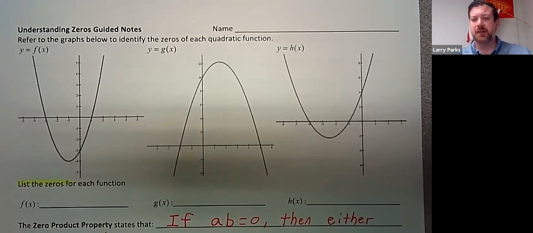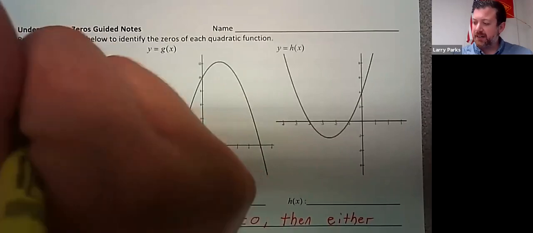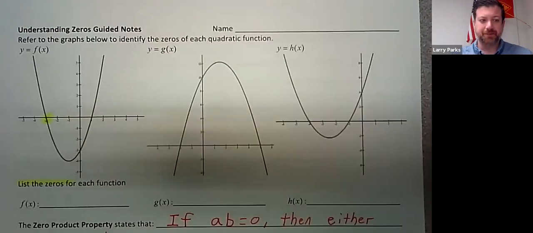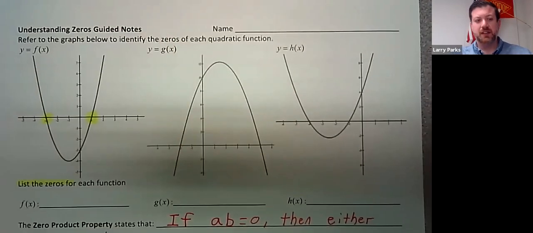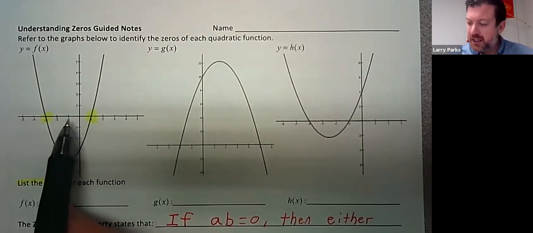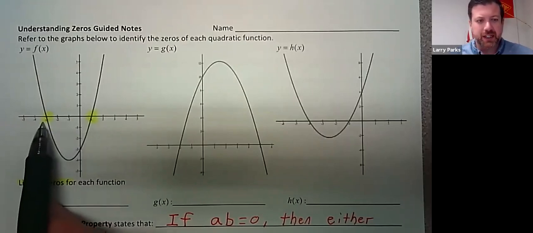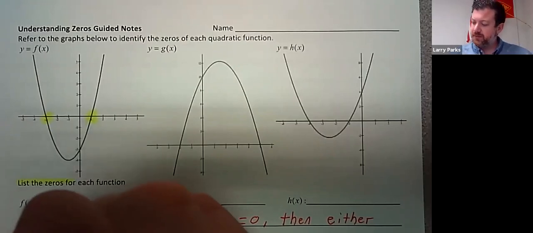So what does it mean to be a zero? A zero is where it crosses the x-axis. So I have a zero here, and I have a zero here. After further investigation, I think that is -1, 2, 3, -3, and 1.